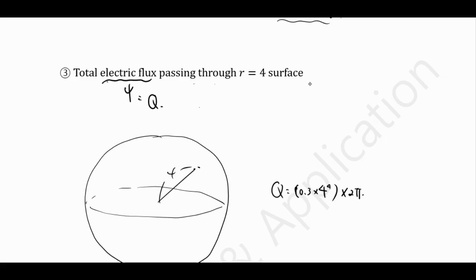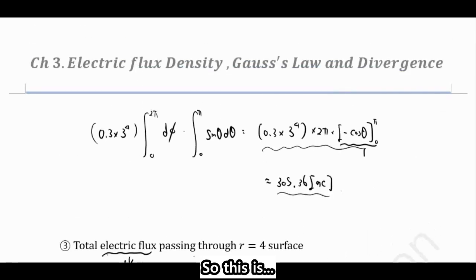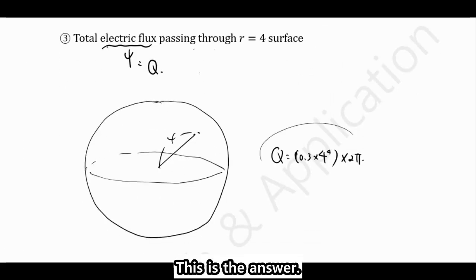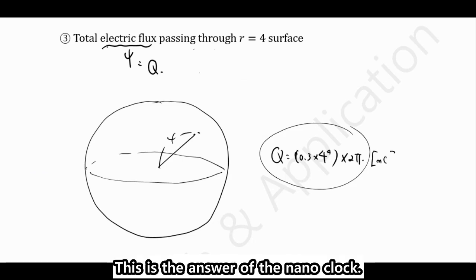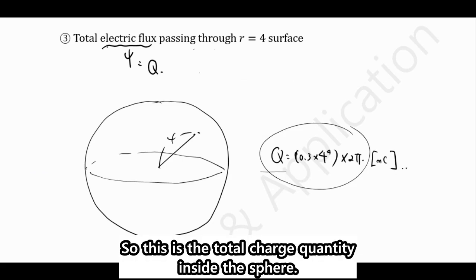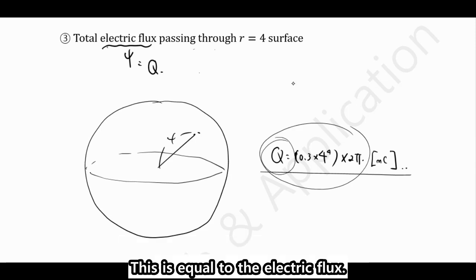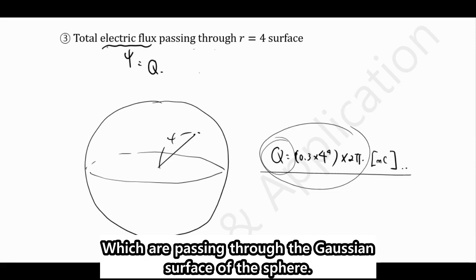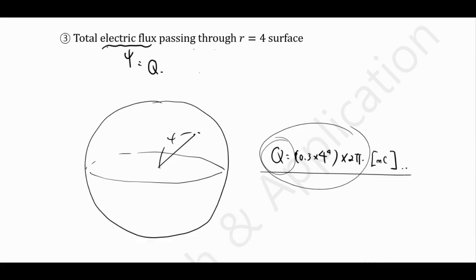Yeah, this is 2 pi. So, as we have, this is the answer, in nanocoulomb. Right? So this is the total charge quantity inside the sphere. It is equal to the electric flux which is passing through the Gaussian surface of the sphere.